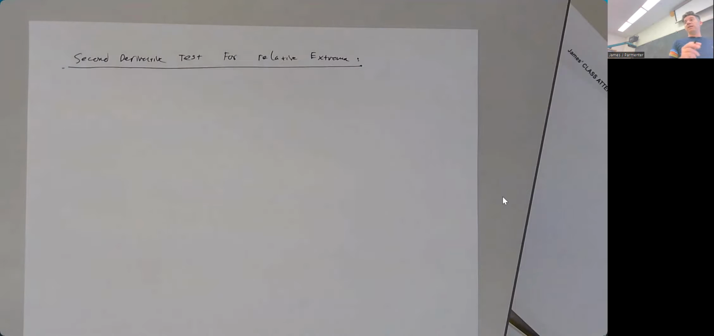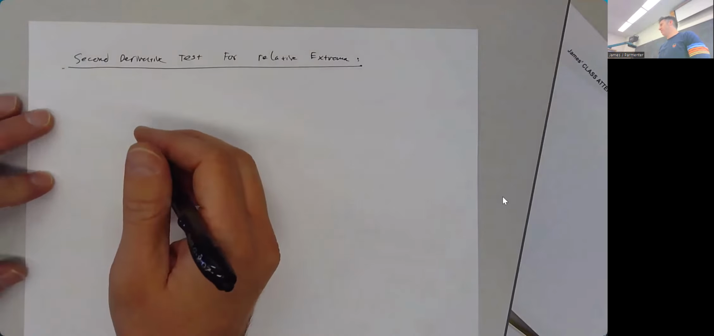So instead, you have to use the idea of the second derivative test, which is that if the function is concave down, you have a relative max. If the function is concave up, you have a relative minimum. So that's kind of the basic idea.